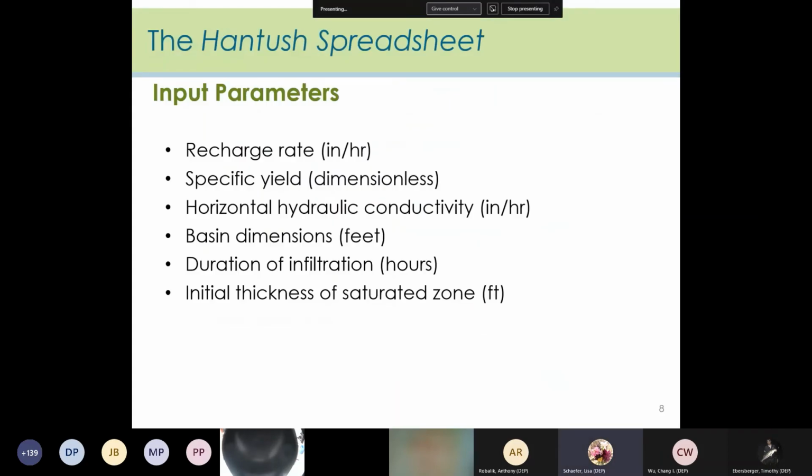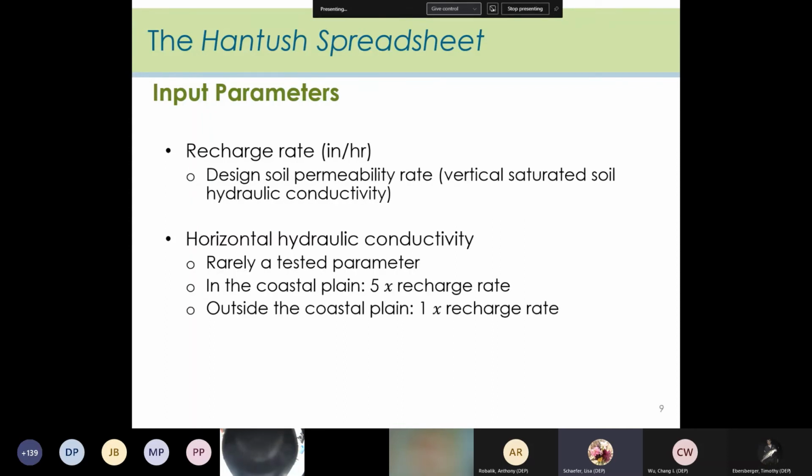So we need to define certain parameters and establish the assumptions for their use in order to run the spreadsheet. So we have to look at recharge rate, specific yield, horizontal hydraulic conductivity, the basin dimensions, our duration of infiltration, as well as the initial thickness of the saturated zone. So let's take a look at each of those inputs. The first of which is the recharge rate. In the spreadsheet, you use the design vertical saturated soil hydraulic conductivity, and that's 1/2 the tested value of the vertical saturated soil hydraulic conductivity from your soil testing.